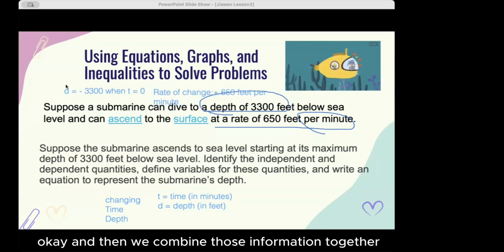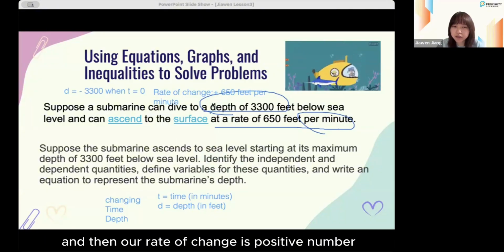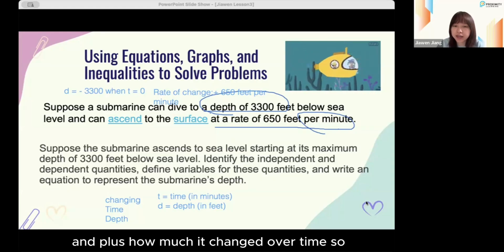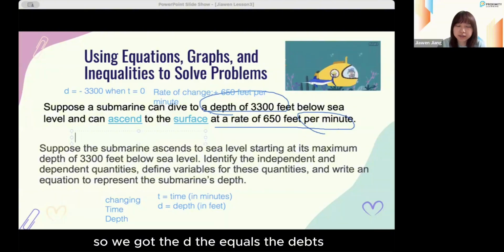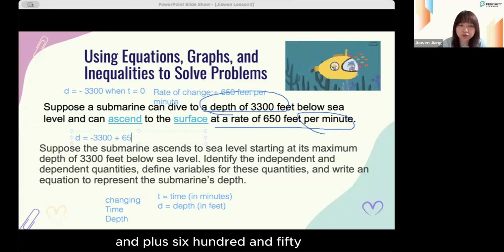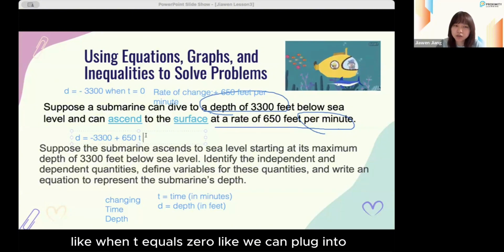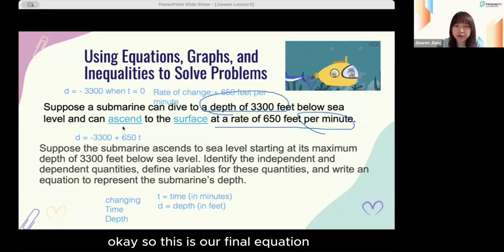Then we combine this information together. The starting point is a negative number, and our rate of change is a positive number. So that equals where we start plus how much it changes over time, and we can write down our equation. D, the depth, equals negative 3300 plus 650 times t. Does this equation make sense? When t equals 0, we can plug in and get negative 3300. So this is our final equation.